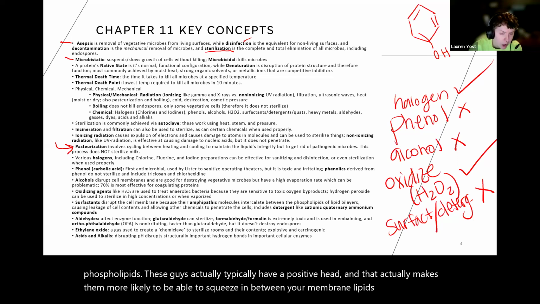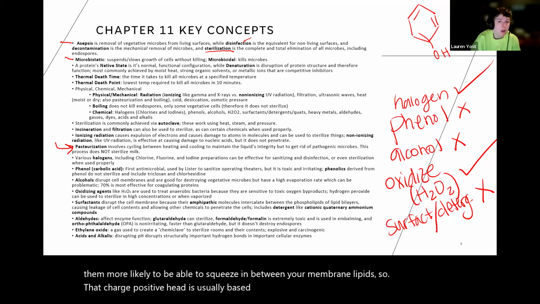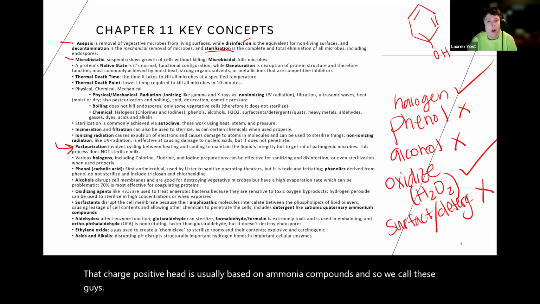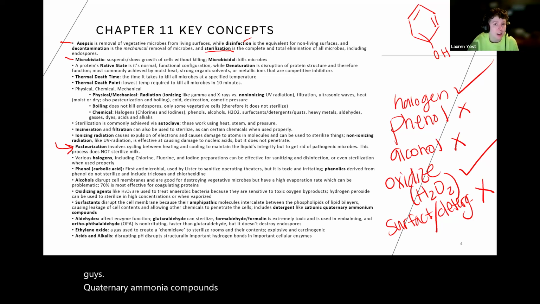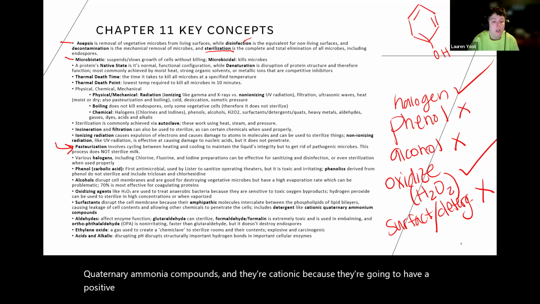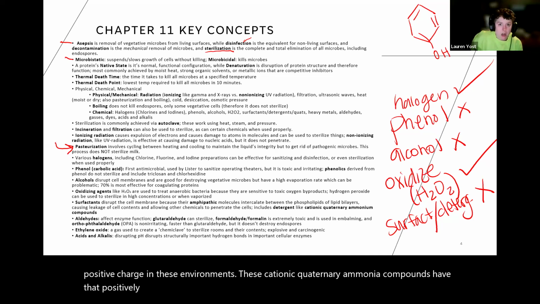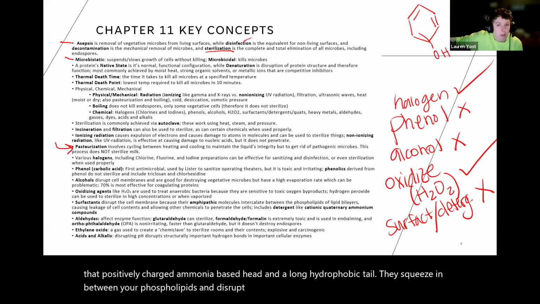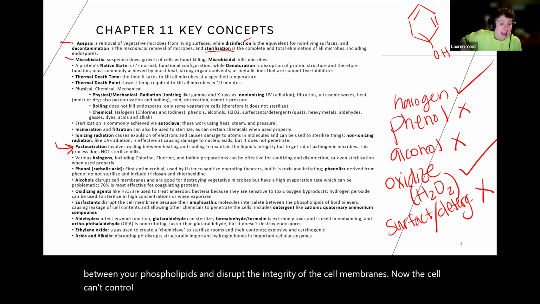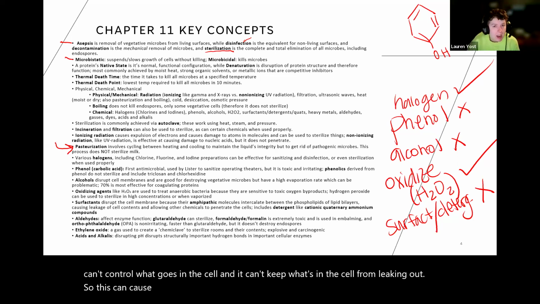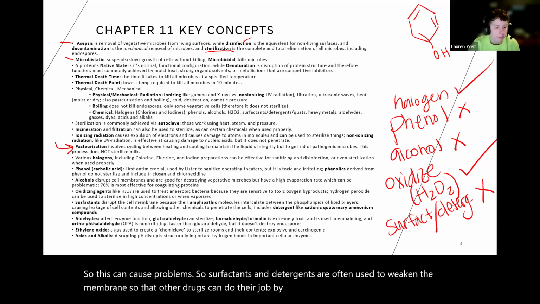So that charged positive head is usually based on ammonia compounds, and so we call these guys quaternary ammonia compounds, and they're cationic because they're going to have a positive charge in these environments. So these cationic quaternary ammonia compounds have that positively charged ammonia-based head and a long hydrophobic tail. They squeeze in between your phospholipids and disrupt the integrity of the cell membrane. So now the cell can't control what goes in the cell, and it can't keep what's in the cell from leaking out. So this can cause problems. So surfactants and detergents are often used to weaken the membrane so that other drugs can do their job by getting in or out.